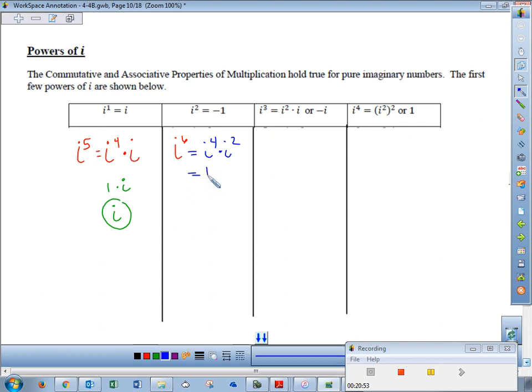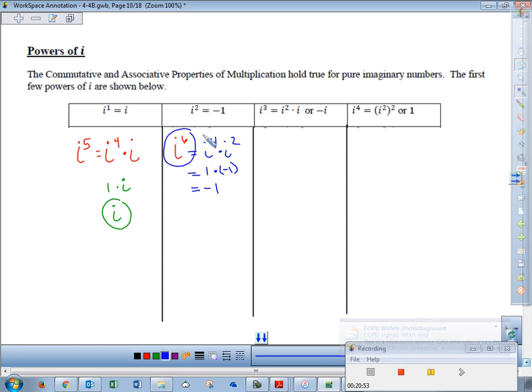I to the 4th is 1 times I squared. How much is I squared? Negative 1. What's I to the 6th turn out to be? Negative 1. Cool? Let me see if I can explain the shortcut first.